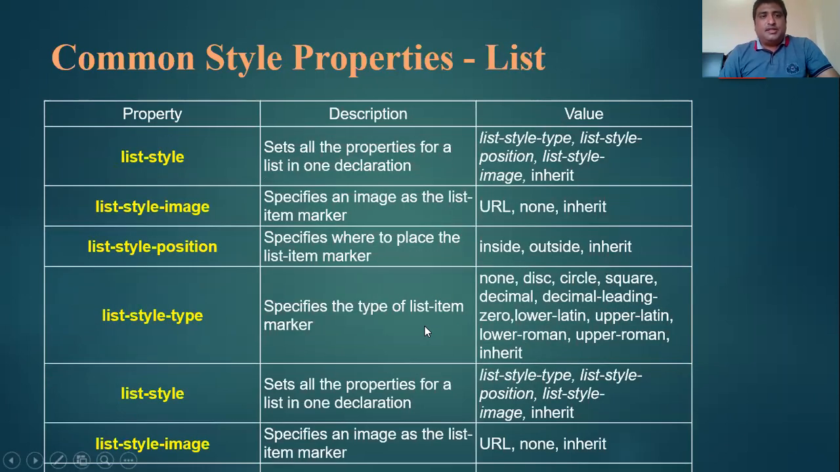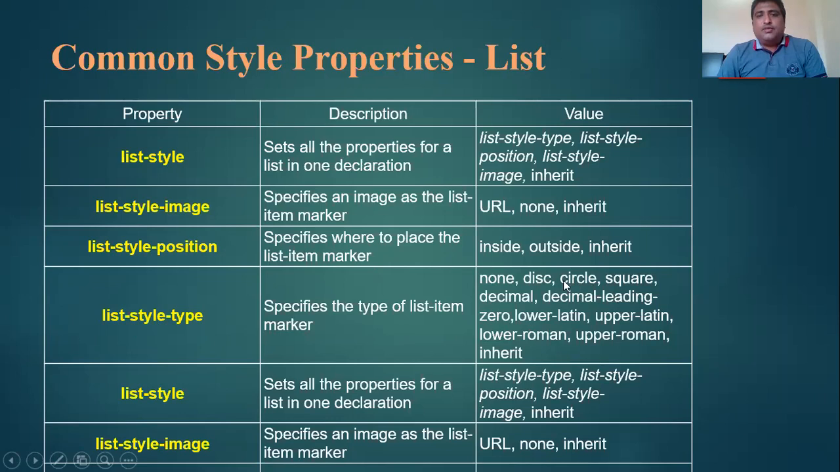Next one is the list properties. List style sets all the properties for the list in one declaration. That is, it will apply to the whole list. Its position, its image, inherit. Next one is list style image. We specify the image as the list item, where we specify the URL. List style position, where we want to show the list inside, outside, or inherit. We specify the space.